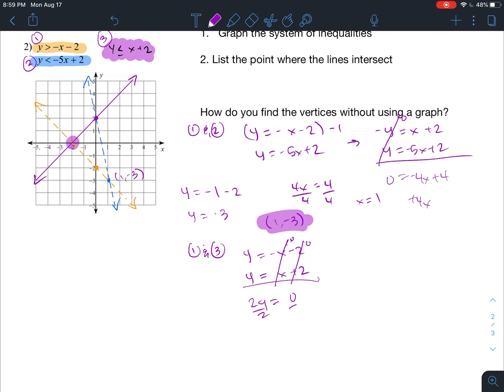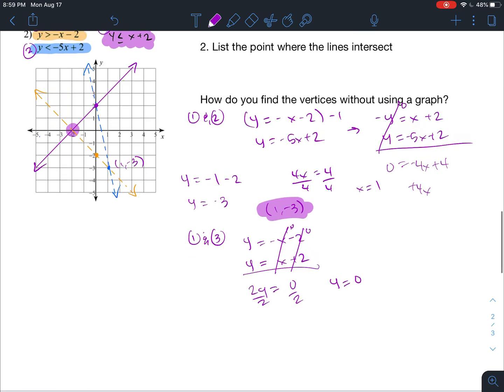So we have to divide by 2, divide by 2. 0 divided by 2 is 0. So y is equal to 0. And then we can plug that into one of our equations. Let's say 0 is equal to -x plus 2. Well, we can add x to both sides. So we have x is equal to 2. So when x is 2, y is 0, and that is our intersection right there. (2, 0).